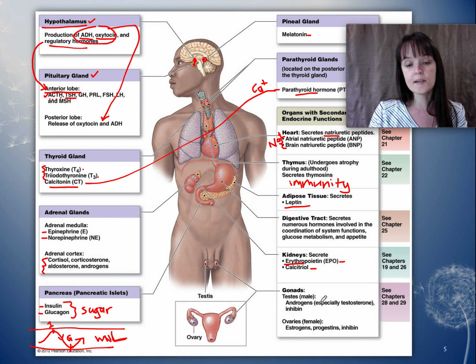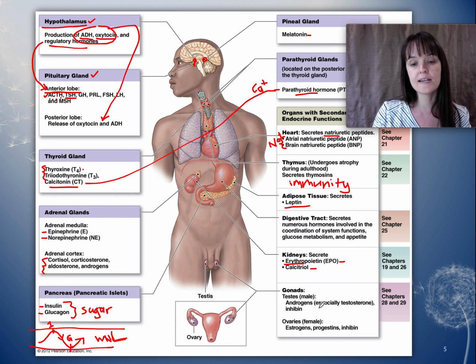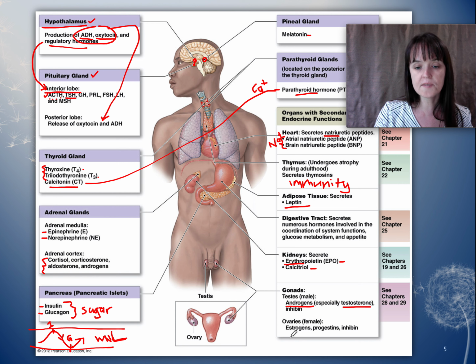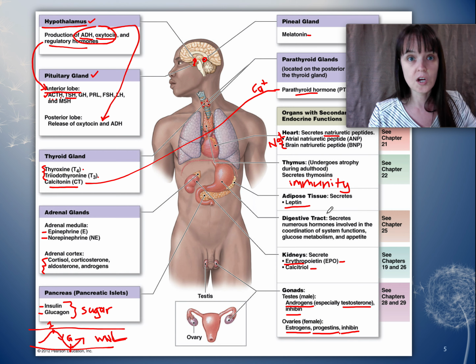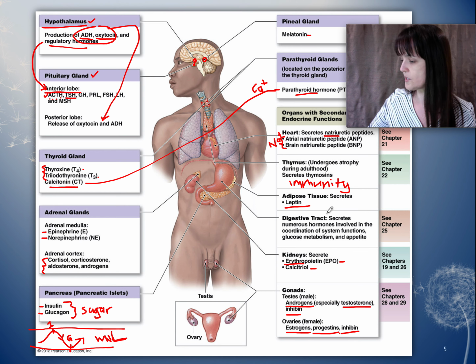And the gonads, the testes make the male hormones. The male hormones are androgens, and the main androgen is testosterone. Ovaries make the female hormones, which are estrogens and progestins. And then both also make inhibin, which is important for inhibitory feedback control, which again we'll get to. Okay. All right, so that is this overview basic picture.